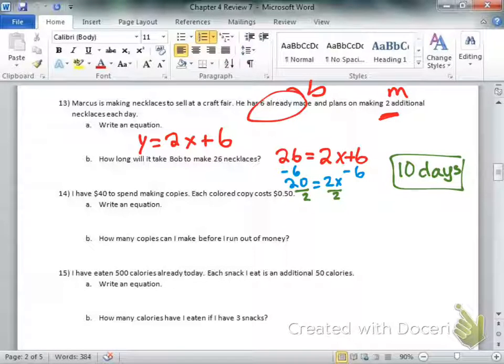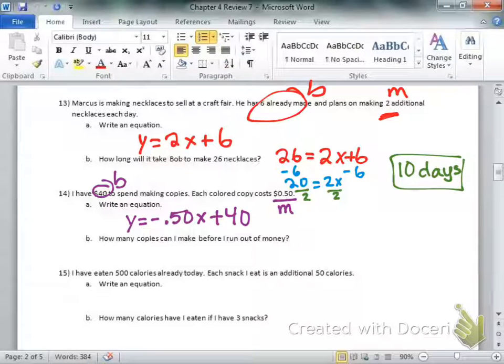Alright, number 14. I have $40 to spend making copies. Each copy costs me 50 cents. So you're starting with how much money? 40. So that's your B. And then you're spending 50 cents. When you're spending money, you should think of that as a negative. So the change is actually making our number go down. So this is going to be negative 0.50x plus 40. So again, if your total is going down, if it's getting smaller each time you do something, your slope, your M number, needs to be a negative.